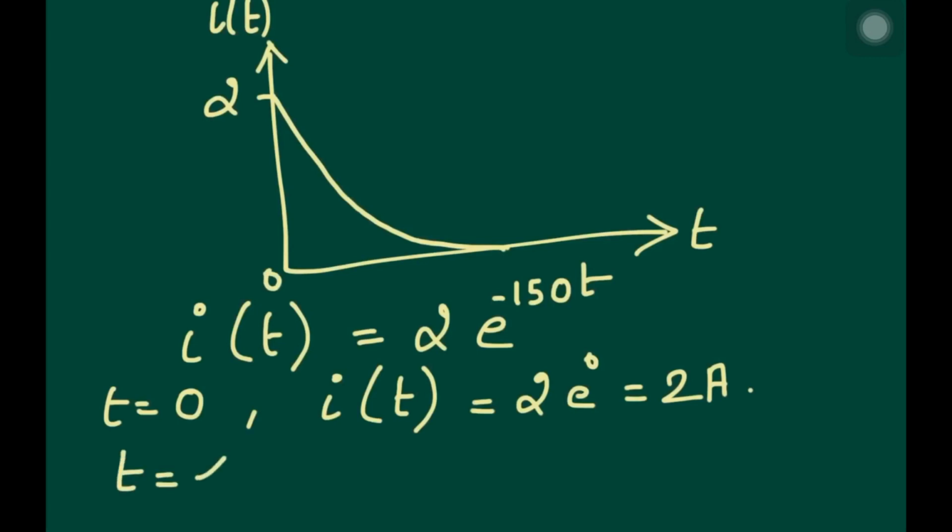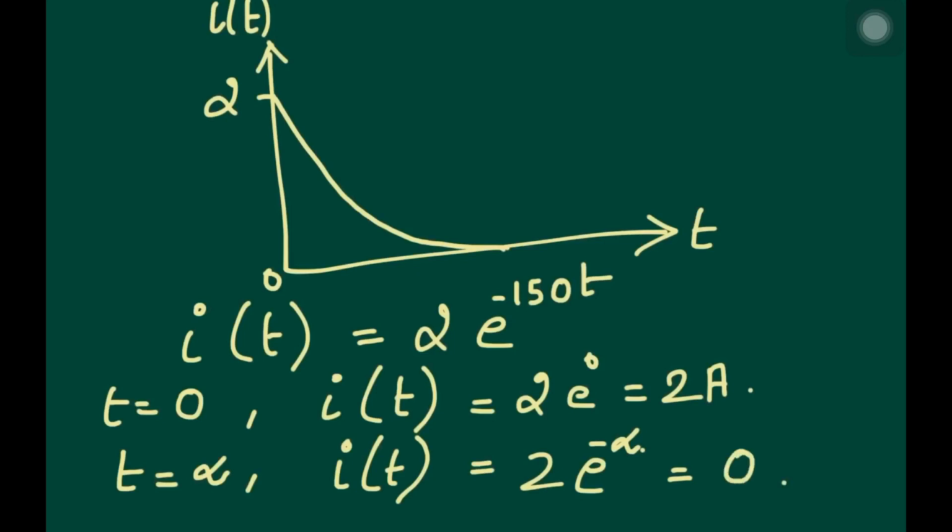Now as t tends to infinity, as time proceeds, your current I of t will be equal to 2 into e power of minus infinity, which will be 0. So I of t will be 0 for infinite time. Hence, we get a decaying current transient.